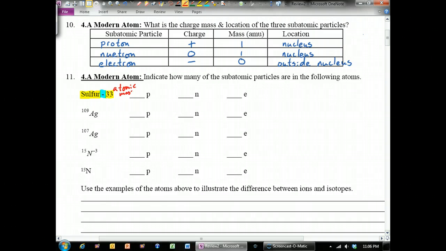The other way to write this is that you write it with the element and then you put the atomic mass in the upper left hand corner. So the atomic mass of the second one is 109.